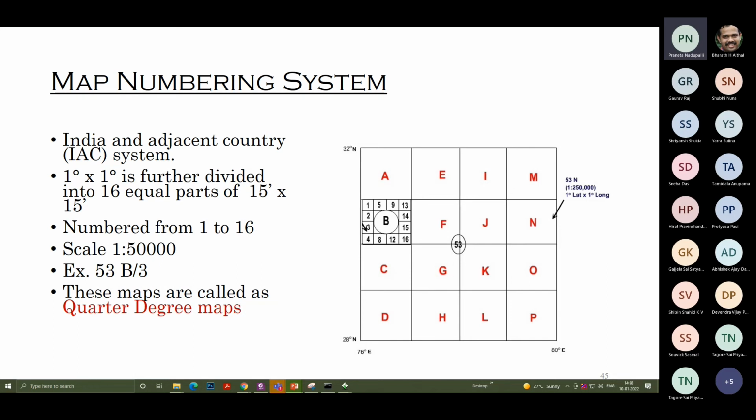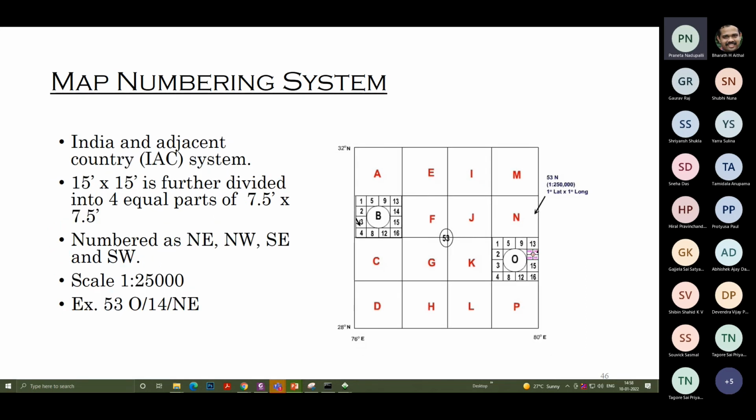Again, they are further divided into 7.5 minutes to 7.5 minutes, and they have the scale of 1:25,000. Now they are further divided as northeast, northwest, southeast, and southwest. When you write them, 53 is for the main map, then O/14 northeast, because you are selecting this O tile, and this is the northeast of the 14th tile in it.